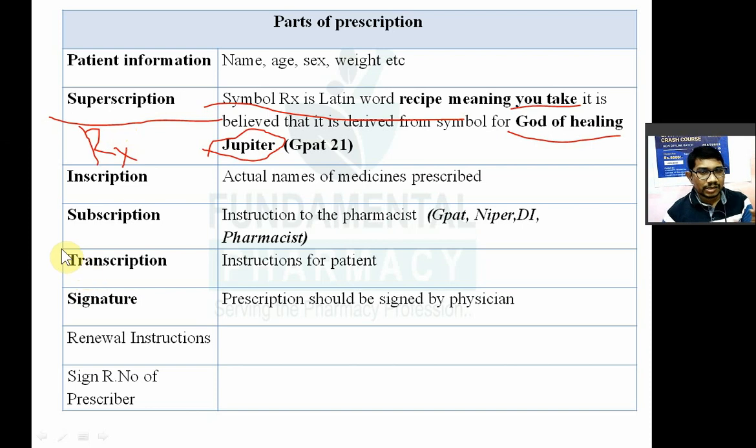Here there are no such options to confuse you. So what is in the superscription? The RX symbol. What is the RX symbol? It is a Latin word, recipe, and it means you take. What do you take? The following medicines. So it was believed that this symbol was derived from the god of healing known as Jupiter. Is that clear? Am I audible to you?